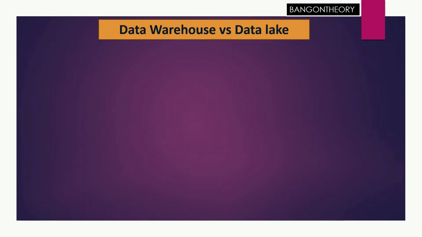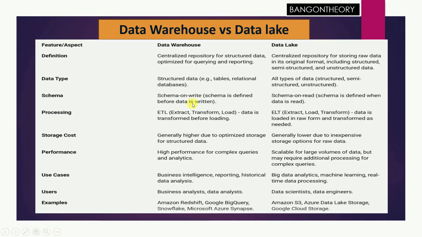So the next question is data warehouse versus data lake. A data warehouse we have already discussed, and it contains structured and semi-structured data. For structured, semi-structured and unstructured data as well, we have a centralized repository called a data lake, like ADLS Gen2. The schema for a data warehouse is schema on write: the schema is defined before data is written. For a data lake it is schema on read, meaning the schema is defined when data is read. Processing in a warehouse is ETL, where data is transformed before loading, and for a data lake it is ELT, where data is loaded in raw form and transformed as needed.